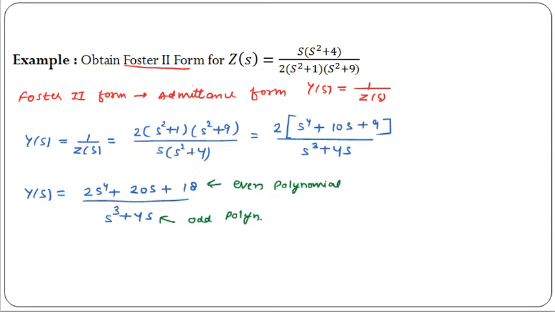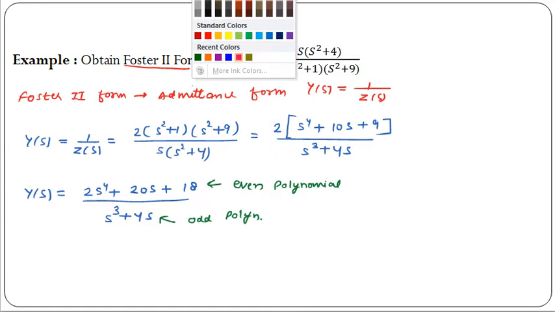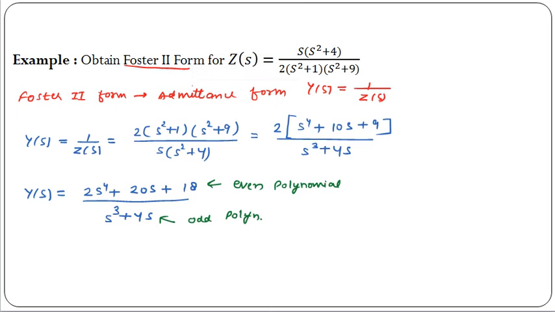Okay, so I told you that if any function of this kind is given, where you get an even polynomial by an odd polynomial, or you are getting an odd polynomial by an even polynomial, then this indicates that it is a function of an LC network. Okay, so it means this is a function of an LC network. So here this is an LC network.